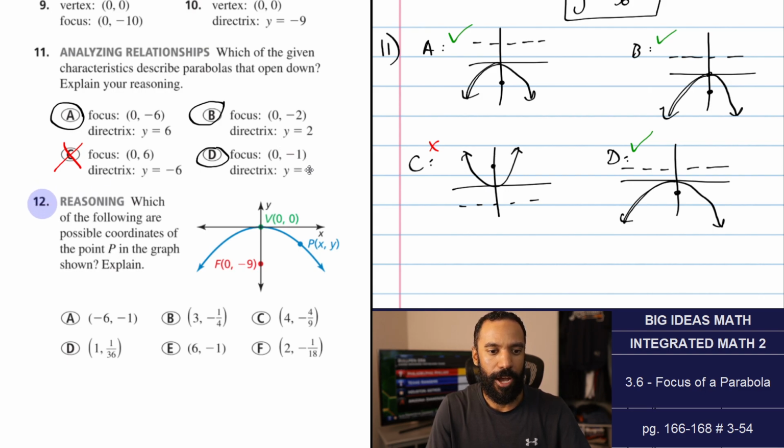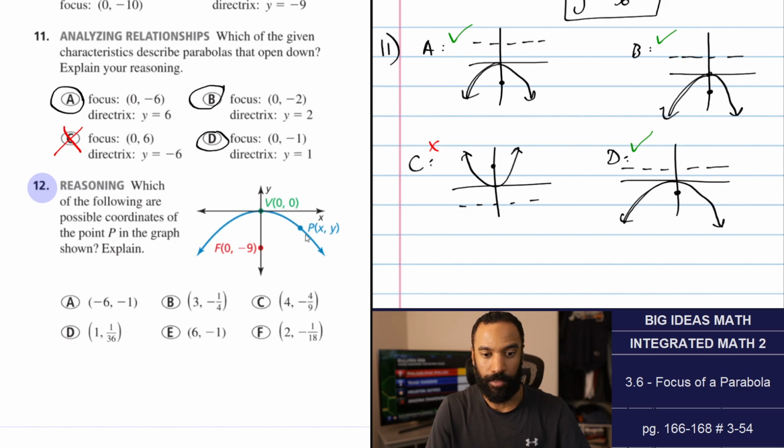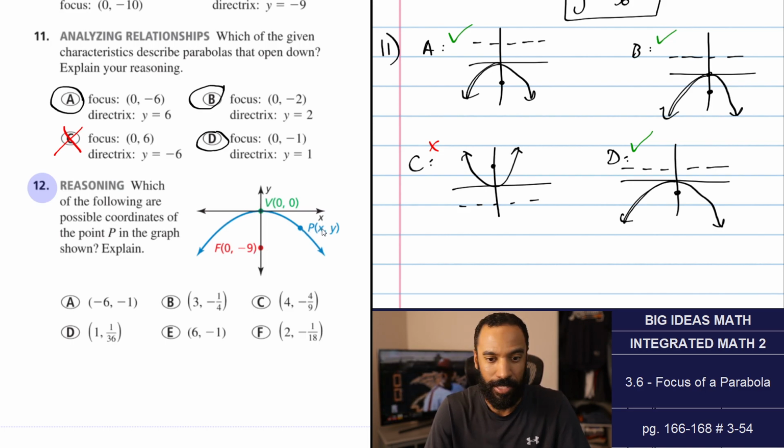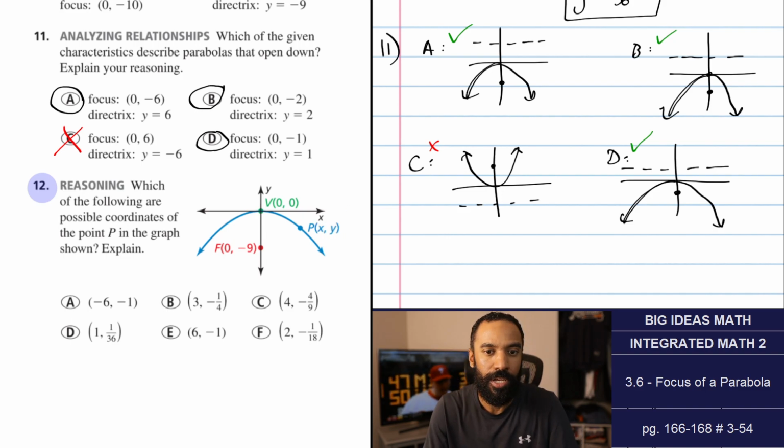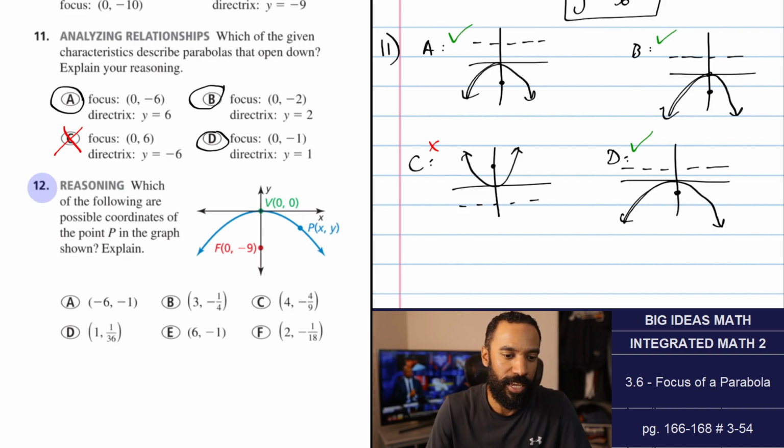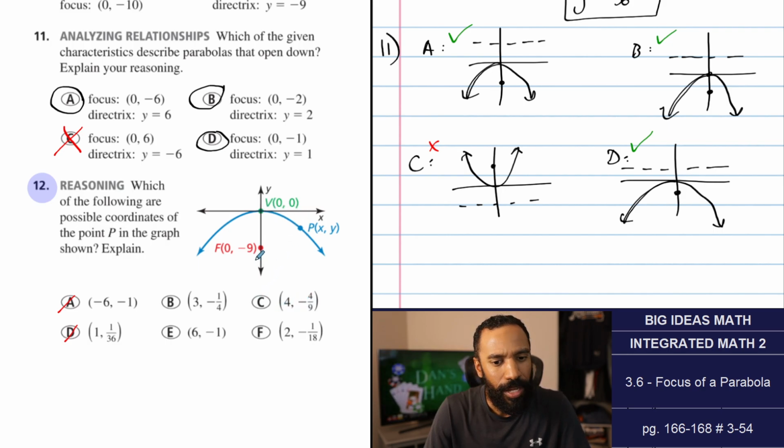Number 12, which of the following are possible coordinates of the point P in the graph shown? Explain. Okay, well, let's see. Just based on where we are, this is the origin, and here's 0, negative 9. I imagine what they're saying is that the P is somewhere in the positive x direction, negative y direction. So let's ignore ones that don't have positive x, negative y. That rules out A. That rules out D. And after that, I guess what we're looking at are these sizes. Oh, what we have to do is actually plug the values in, I see.